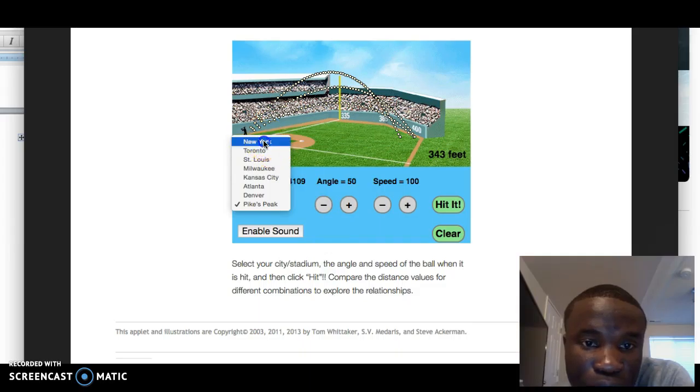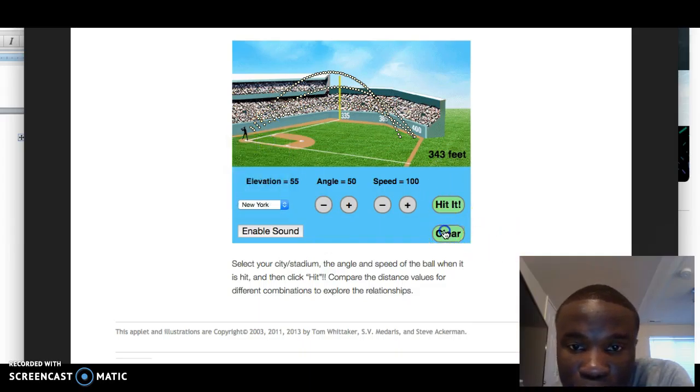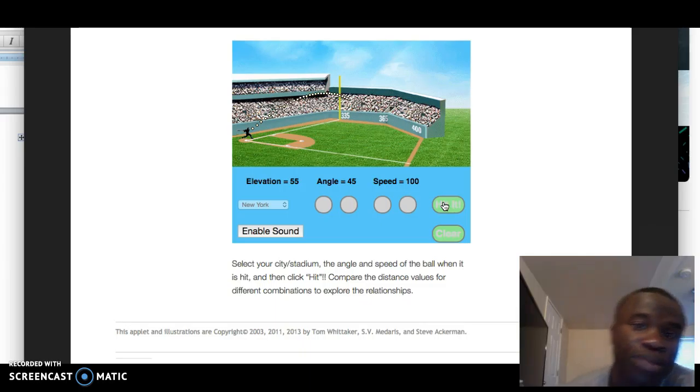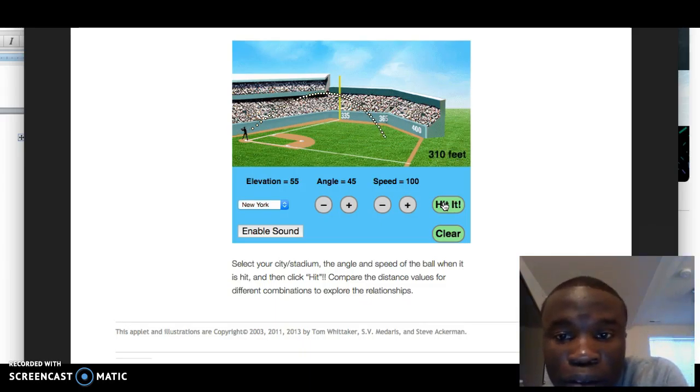If we change the elevation to New York and hit clear, let's start with a 45-degree angle at 100 miles an hour, and we hit the ball. Here you notice that the ball travels about 310 feet. Not being a baseball player, I think this is pretty good.